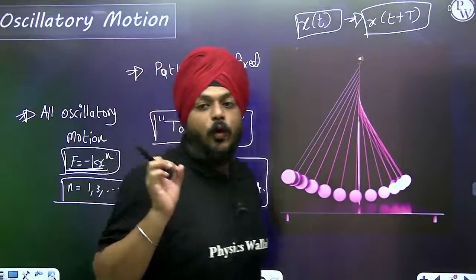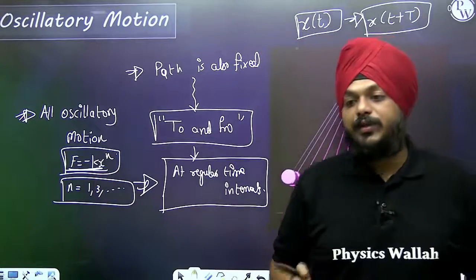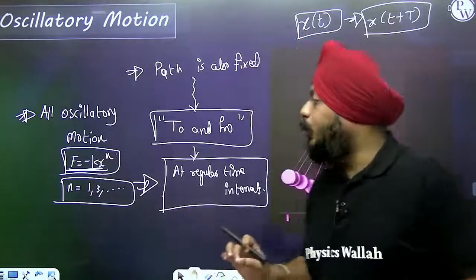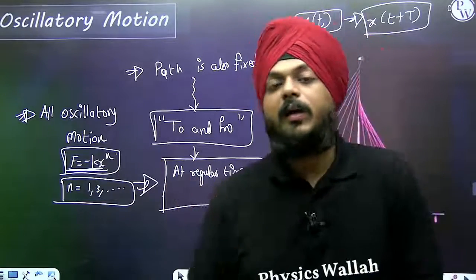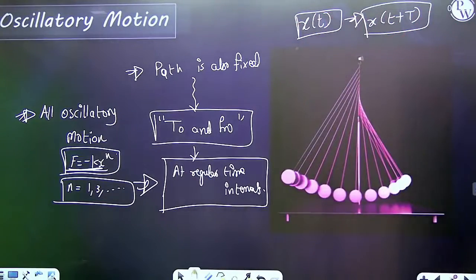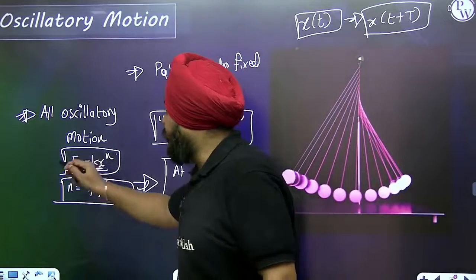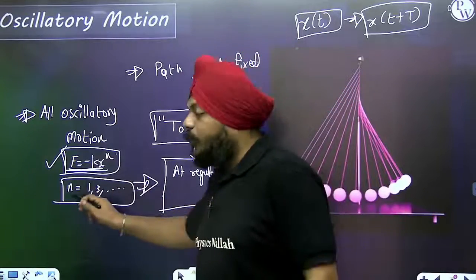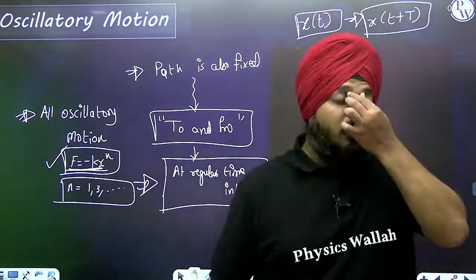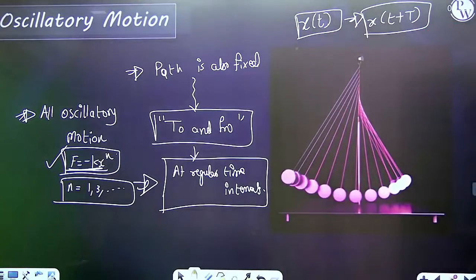I am going to give you all the proof of this in the explanation of simple harmonic motion. So the path is fixed, to and fro. All of those oscillatory motions are represented by this single expression in which the value of n is getting changed.